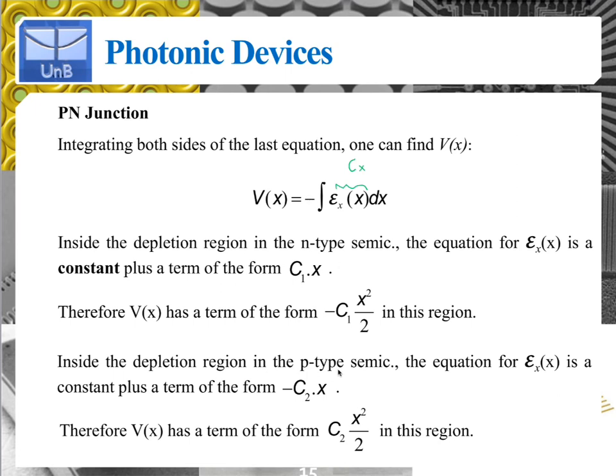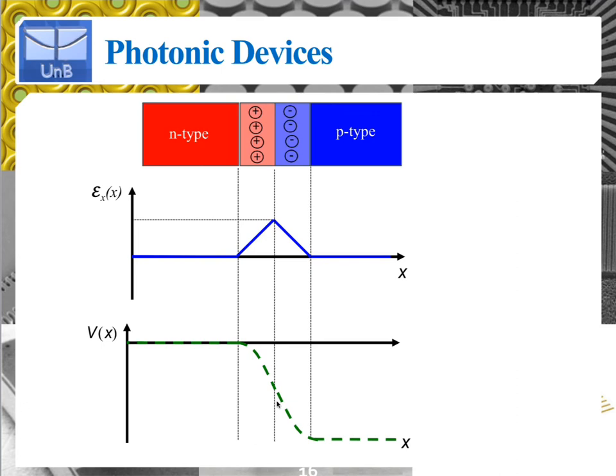Also, inside the depletion region in the p-type semiconductor, the equation for the x component of the electric field is a constant plus a term of the form minus C2 times x. So what we just discussed here, where C is C1 and minus C2. And therefore, if we integrate this, the minus will cancel with this minus here, and you will get that V of x is C2, a positive constant, times x squared divided by 2, which you get by integrating x in that region. So if we put these two things together here, we'll get something like this, right?